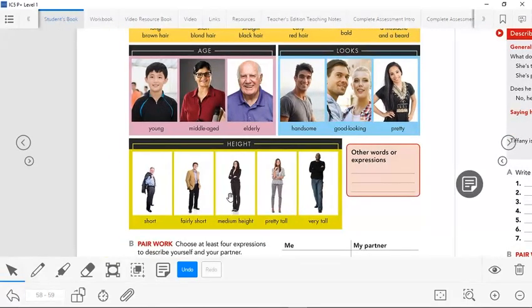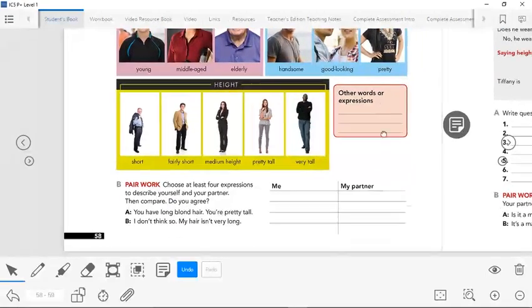Oh, we're missing one more. We have height. Height, remember, it's the distance from one point to another. Usually used with people to talk about how tall they are. He is short. Here, his height is short. He is fairly short. It's just a bit short, but not too much. You remember fairly? Medium height. He's not tall, he's not short. He's just in the middle. She's medium height. Okay? Pretty tall. It's like really tall, but not too much. Pretty tall. And he is very tall. He really is tall. If you compare this man to this man, you can see quite the difference. Okay, very good.